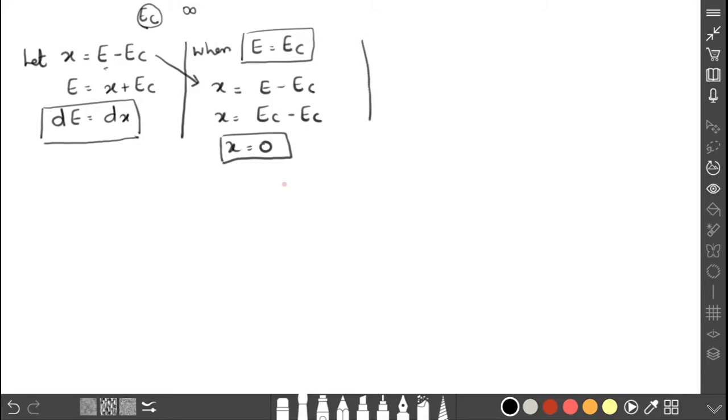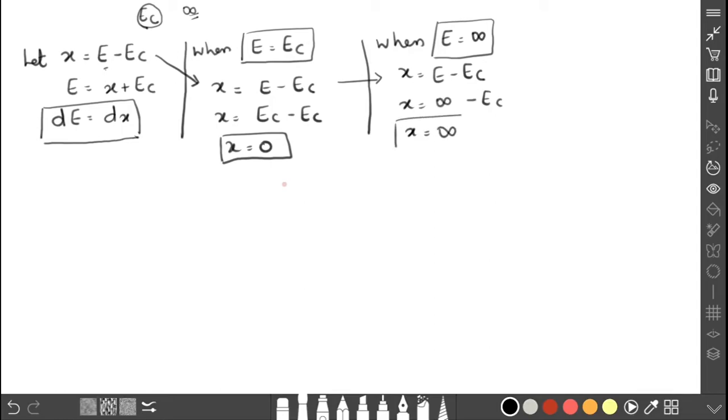Then we come to the upper limit. What is the upper limit? Infinity is the upper limit. When energy E is equal to infinite, what will happen? Let us discuss that part. The same equation, x is equal to E minus EC. Instead of E I am going to write infinite minus EC. Infinite minus anything is still infinite, so x is equal to infinite. So now the lower limit is 0 and the upper limit is infinite. The E minus EC we consider as x.